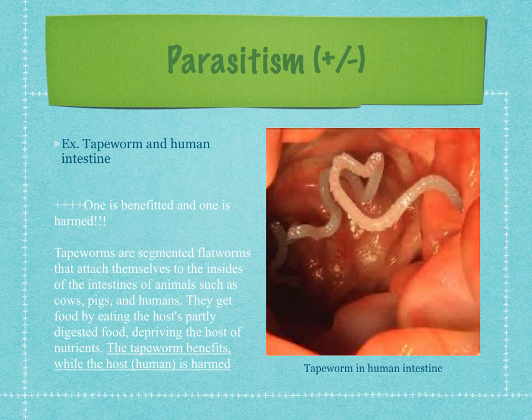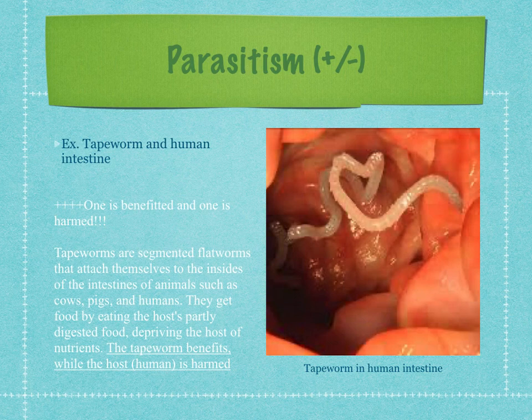Tapeworms are segmented flatworms that attach themselves to the insides of not only human intestines, but they can attach themselves to cow intestines, pig intestines, even dog intestines, and they get food by eating the host's partly digested food, which deprives the host of much needed nutrients. So obviously the tapeworm here is going to benefit, and the host, which in this case is the human, is going to be harmed because they're not getting those nutrients they need.